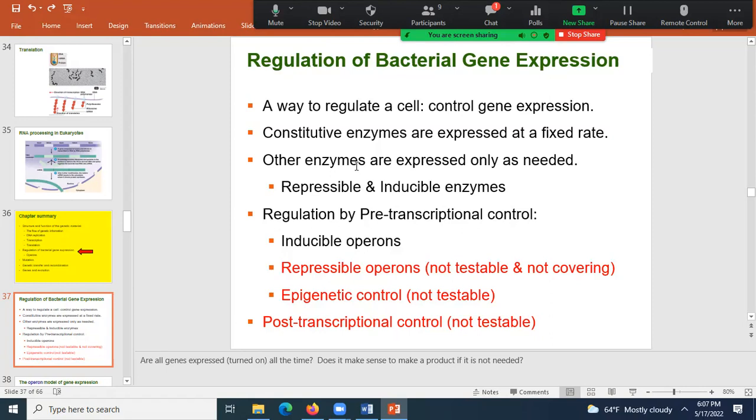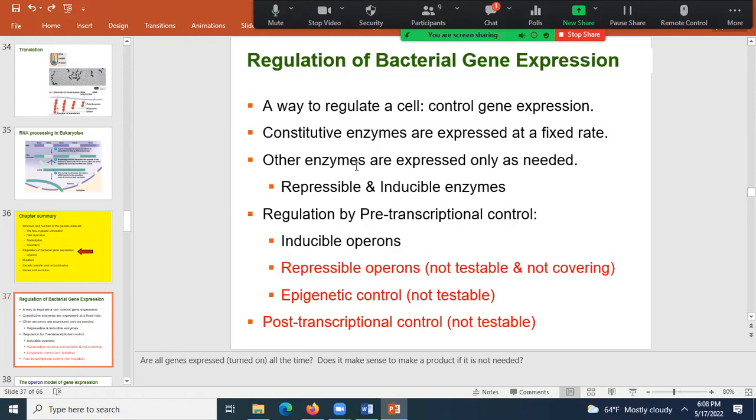Now I'll ask you, does it make sense to make a gene product if the gene product is not needed? Hello, anyone going to answer? All right, it doesn't make sense for a cell to make a product the cell does not need, because it costs the cell energy to make that product. And so the cell can turn off that gene, and then the product will not be made, and then the cell will not waste any energy making the product.